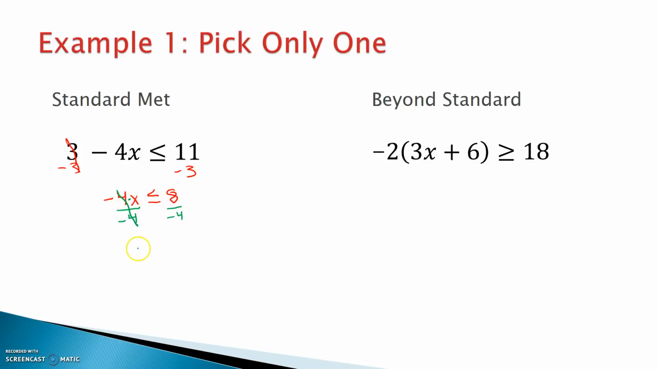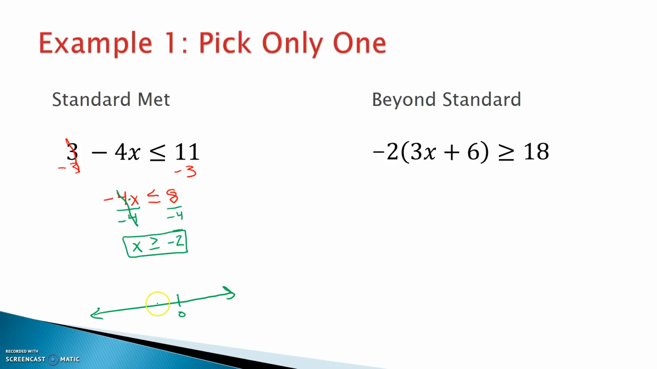Your negative 4's will cancel out. You're left now with x not less than or equal to. It now becomes greater than or equal to 8 divided by negative 4, which is negative 2. Perfect. I have my solution there. I have to show that graphically, so let's do that real quick.